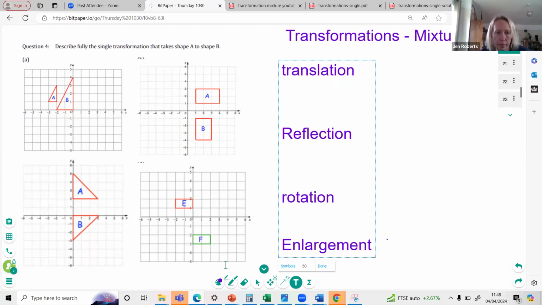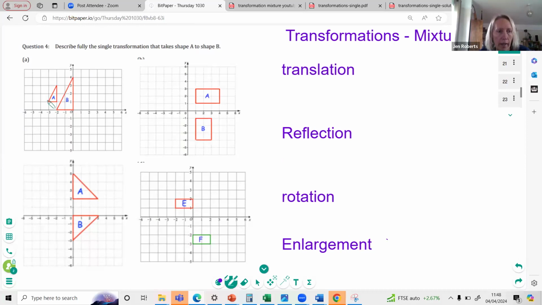Okay, so let's start with A. Describe fully the single transformation that takes shape A to shape B. You can probably tell this is quite an obvious one, but it's enlargement. So you have to write that word down somewhere, enlargement.